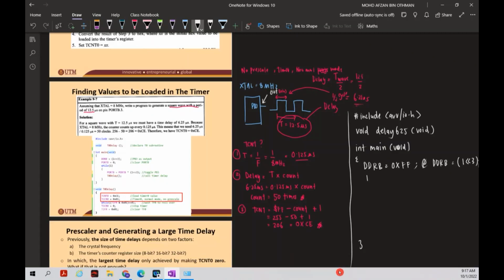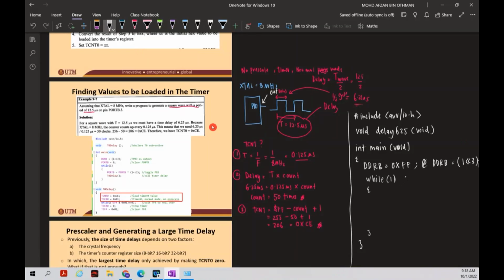And then we initialize PORTB equal to 0. Why you put PORTB equal to 0 means that you're going to start this one here, or sometimes you can do something like this. If you don't want to do this, you can also skip it. So after you initialize your input output port, next we start with a while loop, while 1, open curly bracket and close curly bracket.